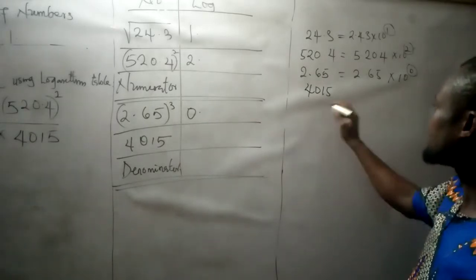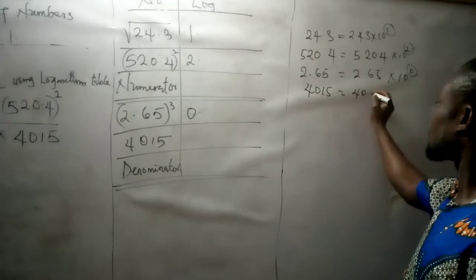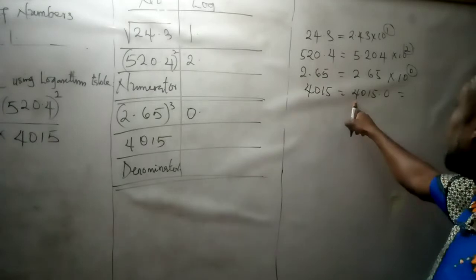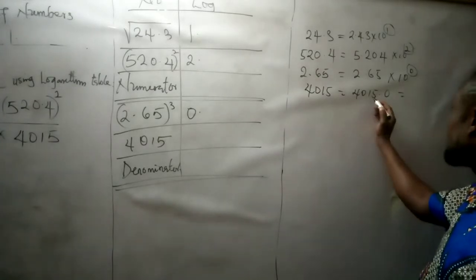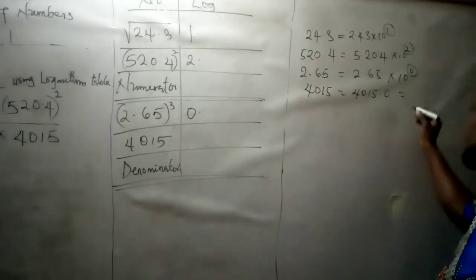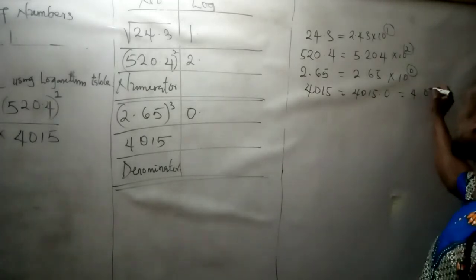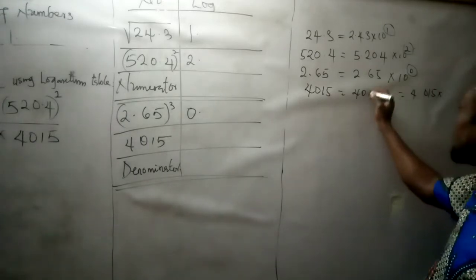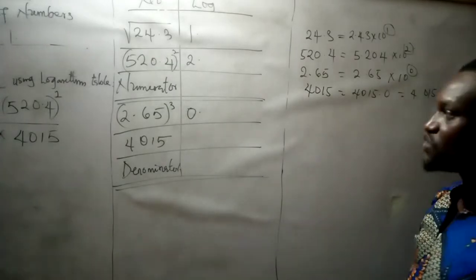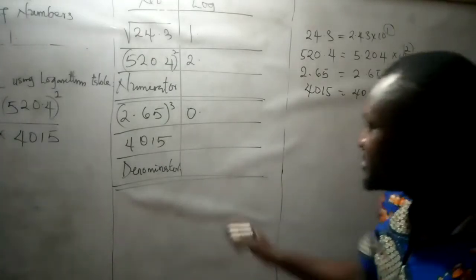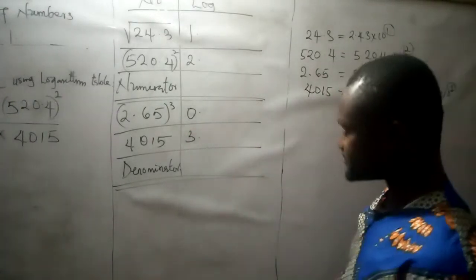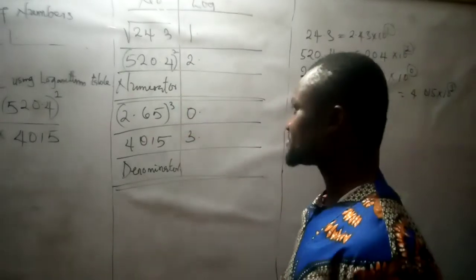Then the last one, which is 4015. 4015 is still the same thing as 4015.0. Now, on the integer part, you have 4 digits, which means your characteristics will be 3. Let's look into it. We have 4.015 times 1, 2, 3. You made a shift 3 times. So your characteristics becomes 3. Okay. So based on this now, we've got the characteristics part.